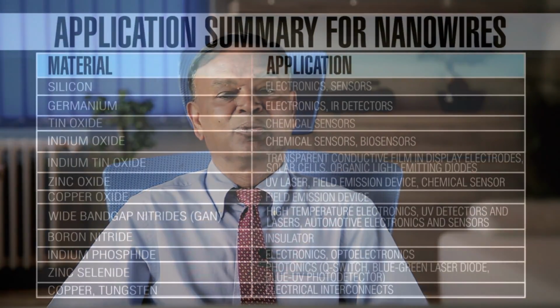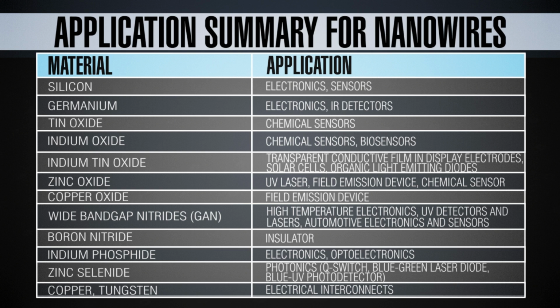In that sense, silicon nanowires have applications in electronics and sensors. Germanium nanowires, electronics and IR detectors. Tin oxide nanowires: tin oxide has been a major material for gas sensing. It has been used in the last 40 years in the so-called chemical field effect transistors. Now people have started using tin oxide in the form of nanowires in chemical sensors because the higher surface to volume ratio of the nanowires provides better sensor performance.